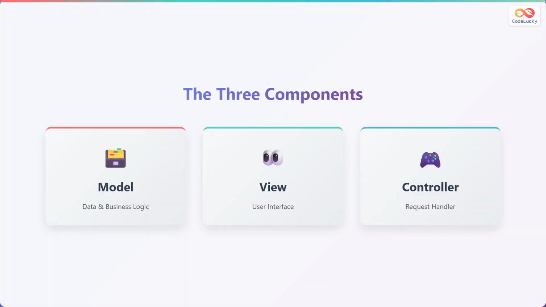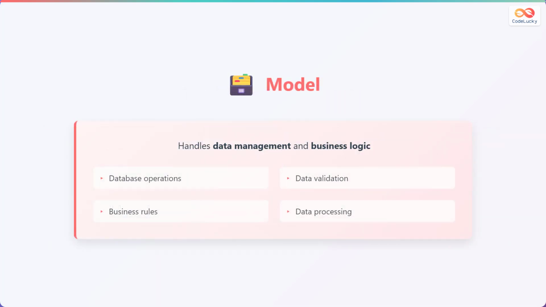The three main components of MVC are the model, the view, and the controller. Each has a specific responsibility within the application. First, let's talk about the model. The model is responsible for data management and business logic. This includes things like database operations, data validation, enforcing business rules, and data processing.